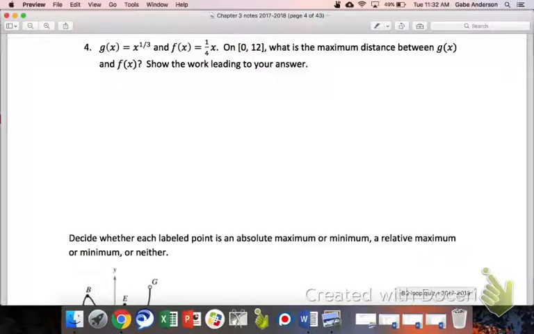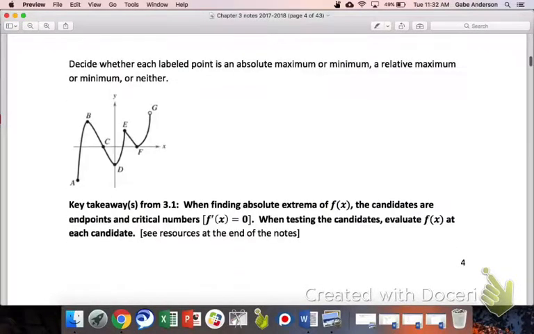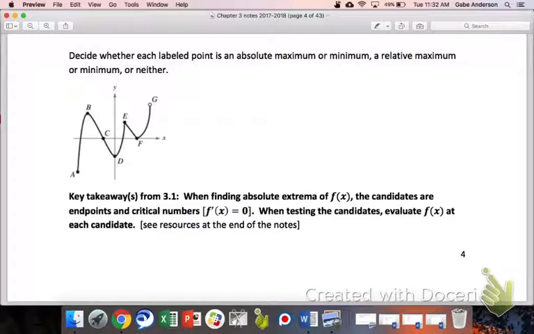Just this little discussion here. So it says, decide whether each labeled point is an absolute max-min, a relative max-min, or neither. We haven't really talked too much about relative max or mins. That's a little foreshadowing of what's coming up a little bit later on. But let's just shout these out one by one and discuss as needed. So what would you say about A? Absolutely. That's an absolute min, right? That's the lowest point on that interval. So definitely A is the absolute min.